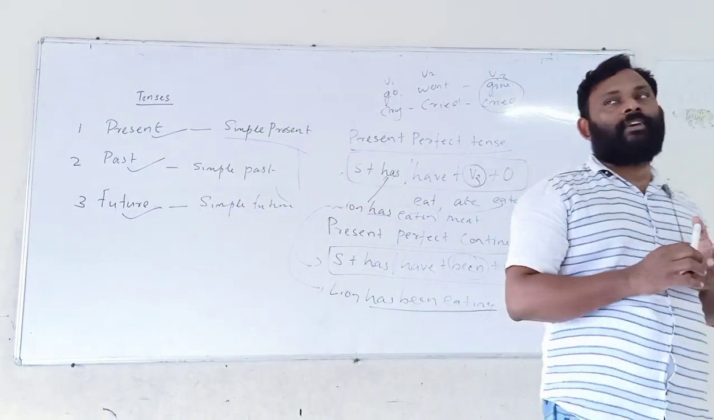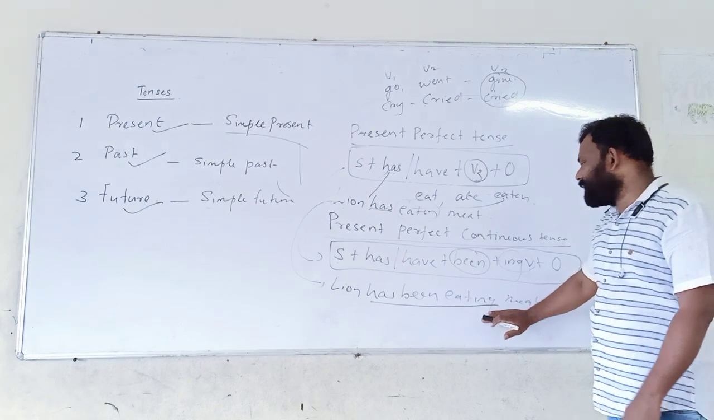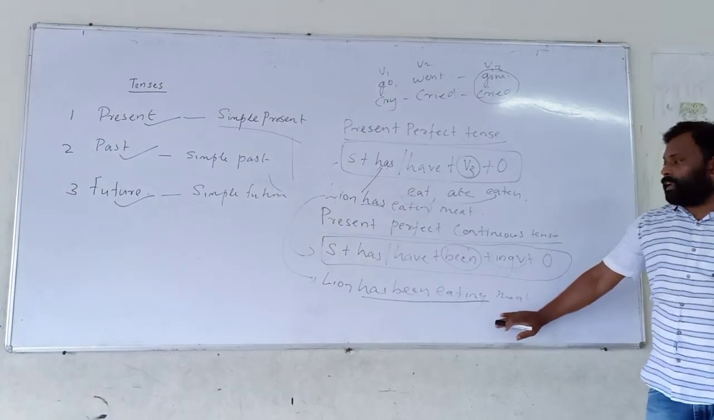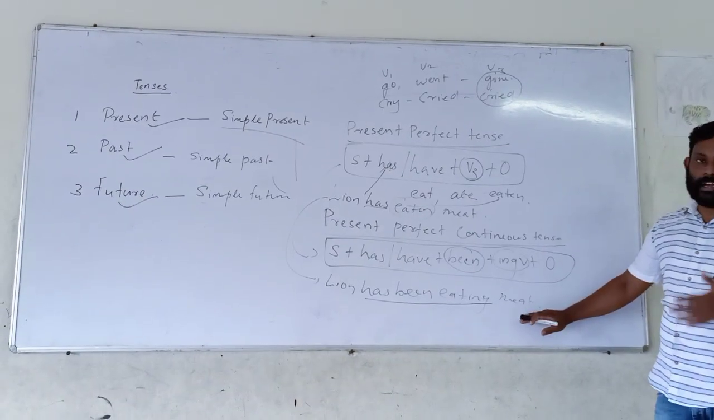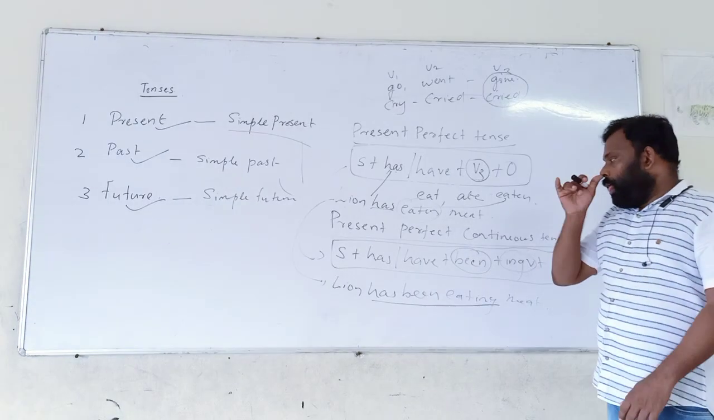Present perfect continuous tense is used to express an action which we started in the past and still we are continuing with the action.